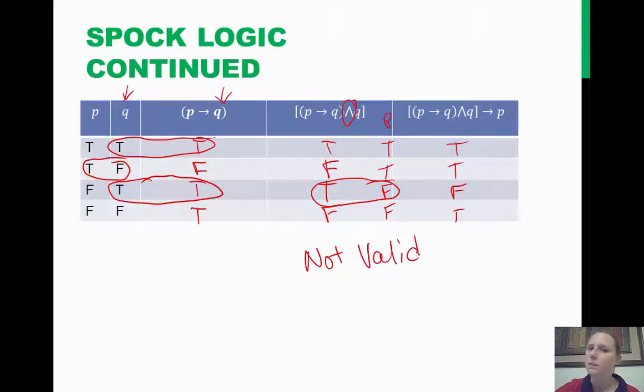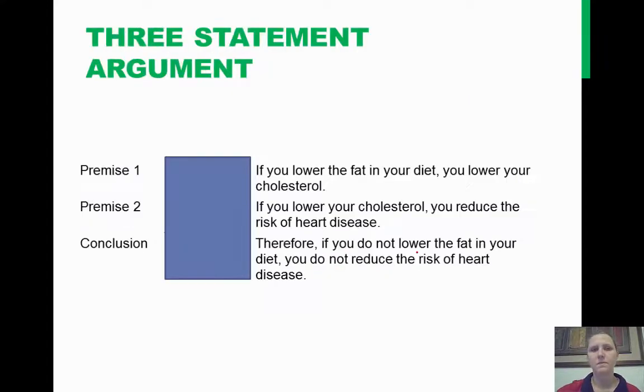So we've always thought of Spock as being very logical, but in this case, he's not being logical. Now, if we have a three-statement argument, we're still doing the same kind of thing. But instead of just P and Q, we might have a P, Q, and an R column in this. Let's look at this one.